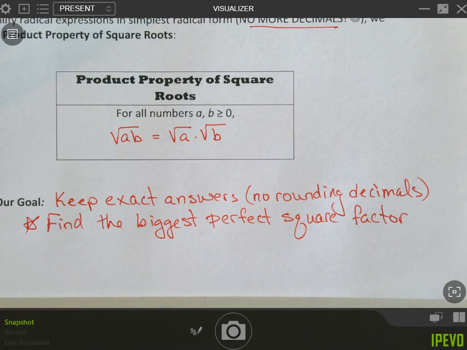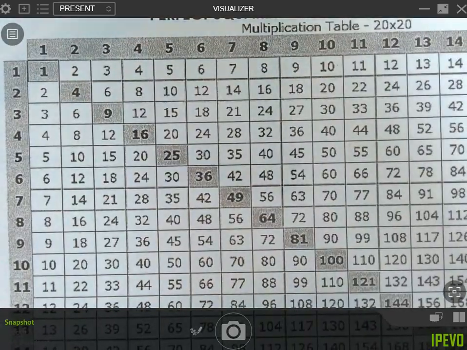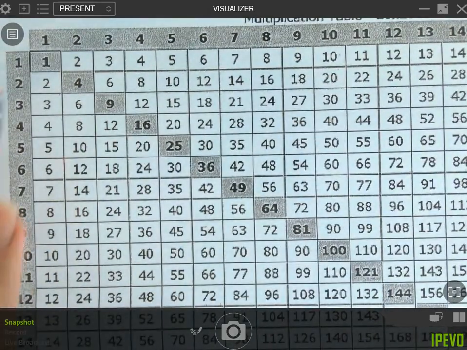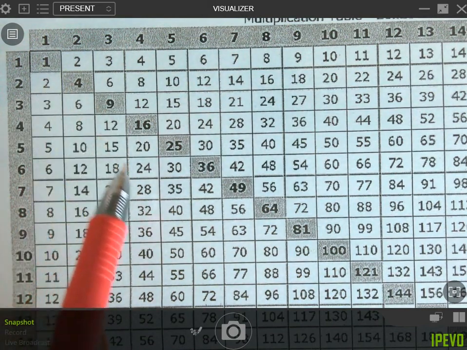64, 8 times 8. You said 25, which is 5 times 5. What numbers are we listing off of our times table? Yeah, we're listing all these diagonals, right? 1's a perfect square, 4, 9, 16. These numbers are your perfect squares. Yeah, so we have the whole way down.